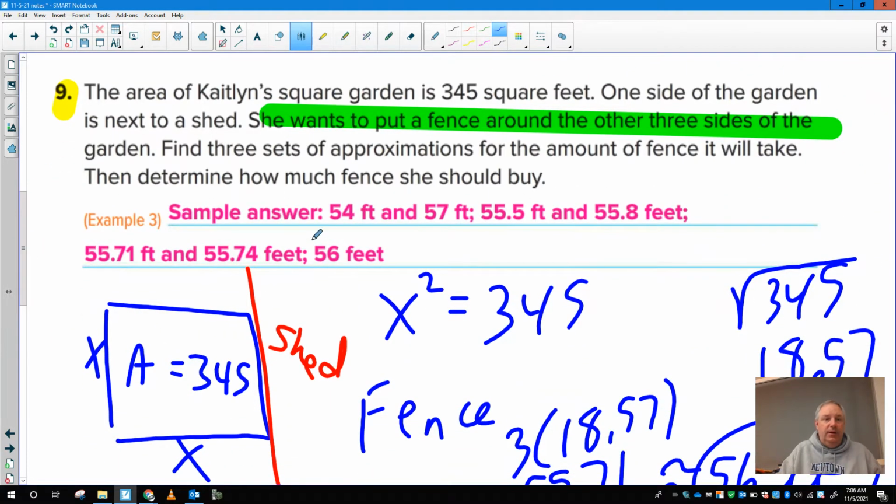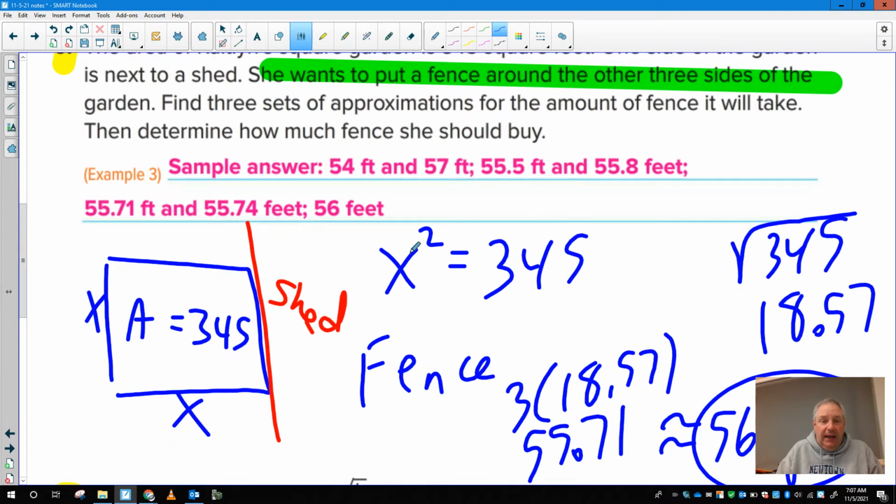All right, so this number 9, we know the area is 345 square feet and it's a square. So that means that the two sides are x by x. Area is length times width, so that's x squared equals 345. What that means is, what can you square to get 345? Well, that's what a square root is for. So you would just go to your calculator and type in the square root of 345, which gives you 18.57.